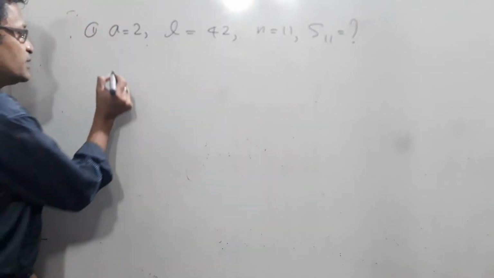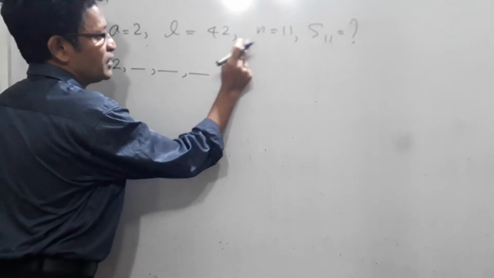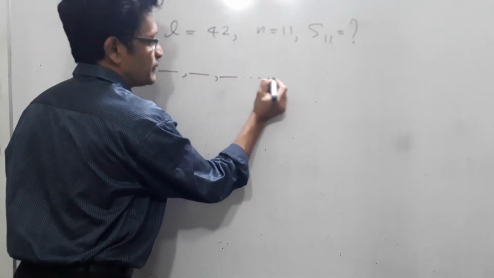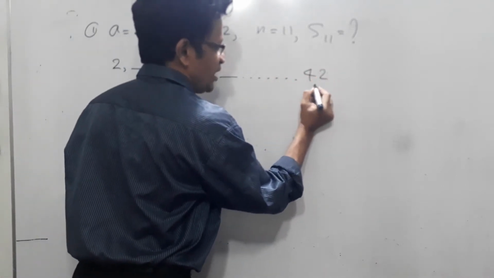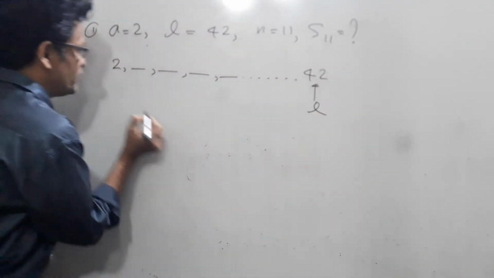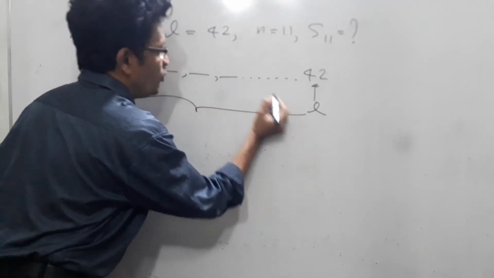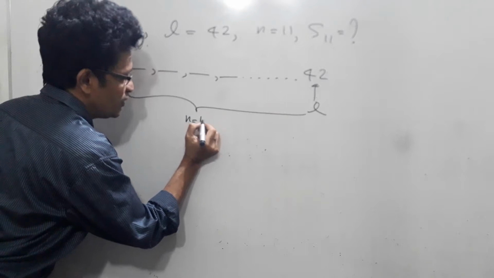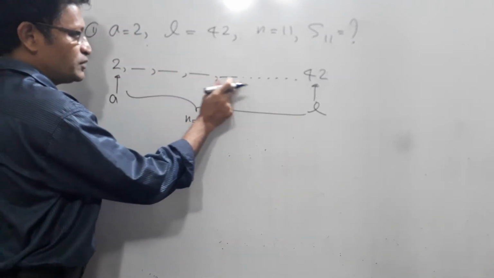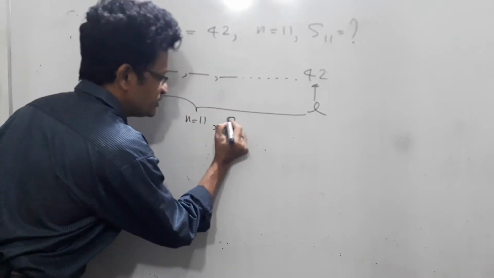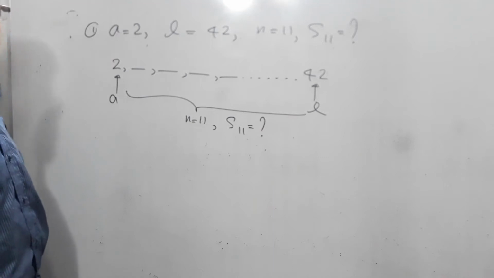That means you write this: the first term is 2 and there are 11 terms like this, and the last term is 42. So this is the last term, L, and this is the first term, A. From here to here, the number of terms is n equals 11. Then they ask S11. If you add all these terms, what is the sum? This is what they are asking.